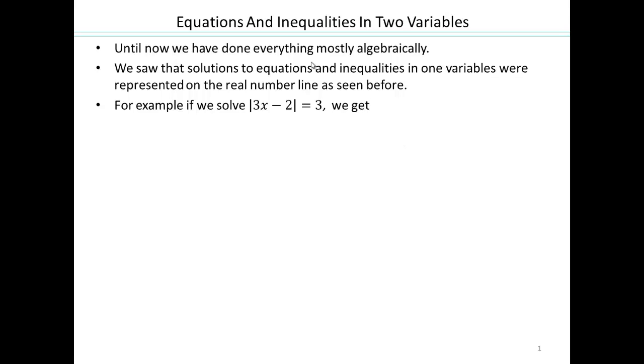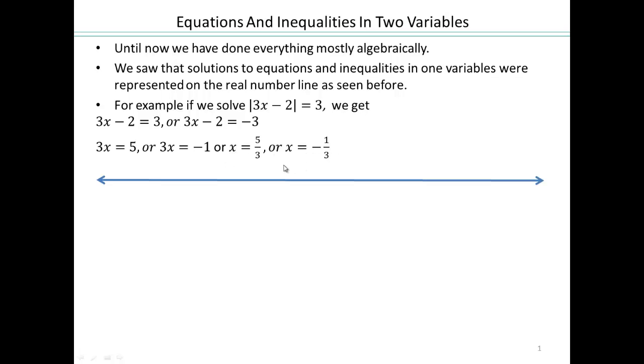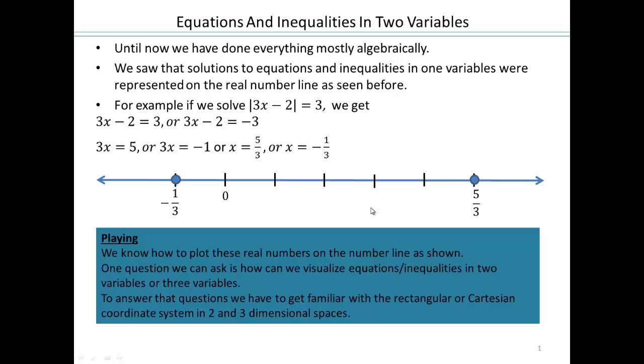So for example, when we solved absolute value equations, we wrote them as 3x minus 2 is either 3 or negative 3, solved for x, and ended up with x equals 5/3 or x equals negative 1/3. These two solutions can be represented graphically on a real number line, as follows. You already know how to do this, so this is just a quick review. If I label this tick mark as 0, then this is 1/3, 2/3, 3/3, 4/3, 5/3. This is negative 1/3. And so negative 1/3 and 5/3 are your solutions.